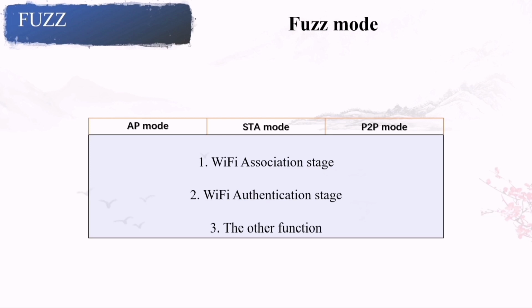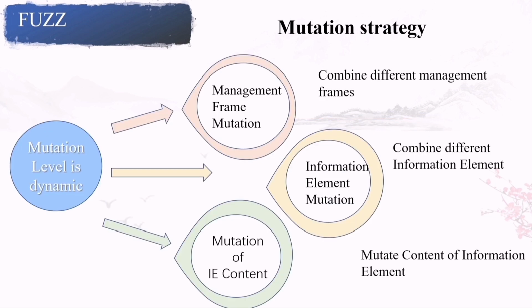In access point mode, our fuzzer is a fake access point which interacts with the real station device. In station mode, our fuzzer is a fake station which interacts with a real access point. In P2P mode, our fuzzer is a fake P2P device which interacts with a real device. All of these 3 modes cover the pre-association remote attack surface.